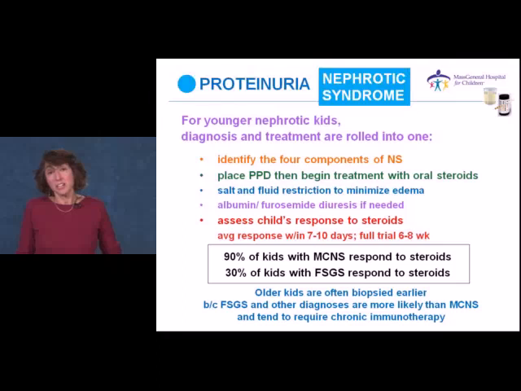For the younger nephrotic kids, the typical 5-year-old kid who shows up in full-blown nephrotic syndrome, the diagnosis of the disease and the treatment of the disease are rolled into one. So you identify a child who has nephrotic syndrome. They have proteinuria, they have hypoalbuminemia, they have hyperlipidemia, and they have edema. And then because you're about to give a long-term course of steroids, we routinely place a PPD. And when they're cleared, we begin the steroids.